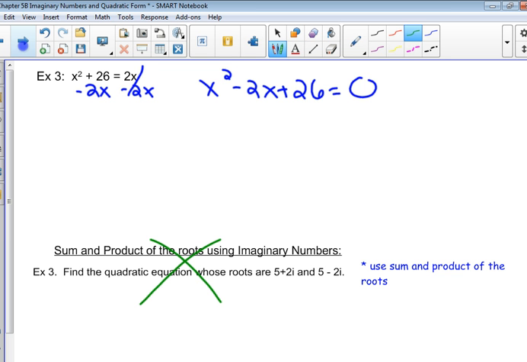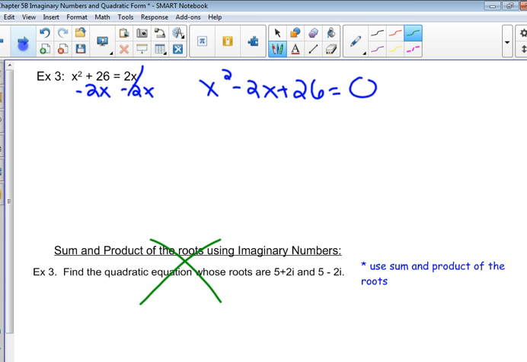But do we have things that multiply to 26 that can make us 2? We would have 2 and 13, right? 1 and 26. Can any of those make a 2? No. I don't think anything else makes 26, does it? So see how we can't make a 2, so you can't factor this? The only way to do it is using our quadratic formula. We can't use any kind of factoring.